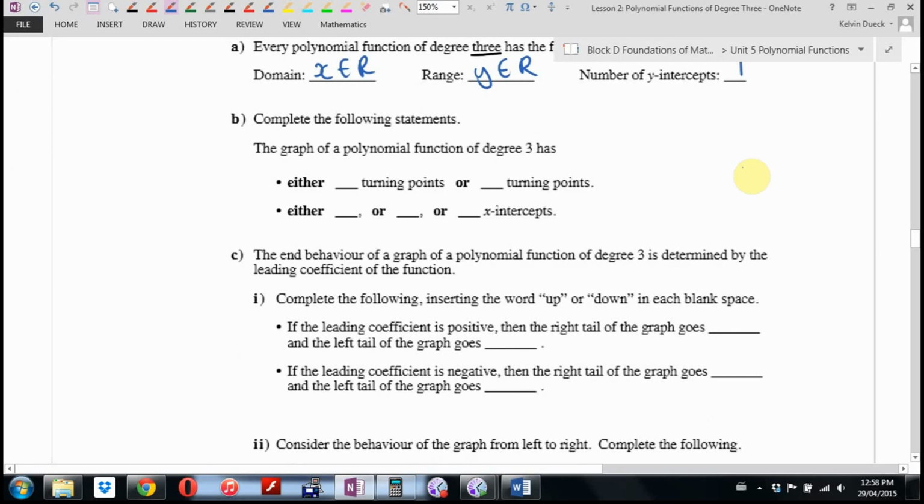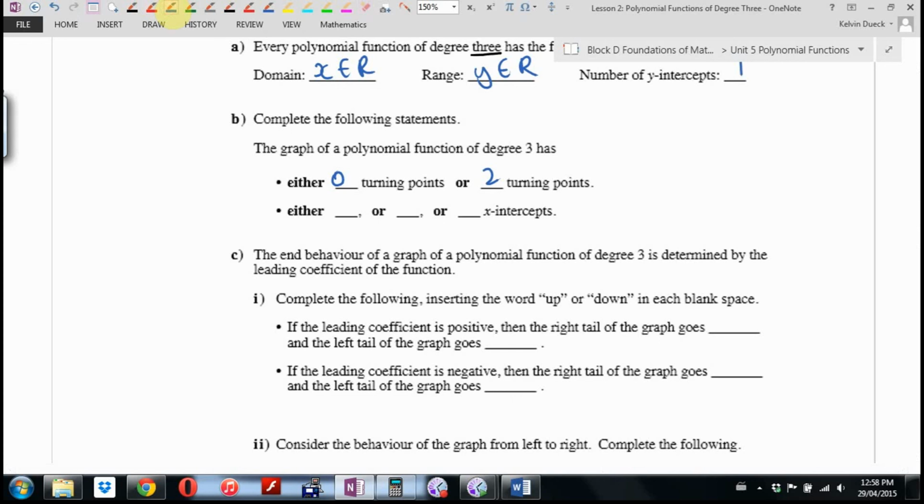What did you notice about the number of turning points? Every x cubed either has blank or blank turning points. You either got none or 2. And the reason is, if you just had 1, now you're a parabola because you can't turn back. If I want to get that shape, I've got to have 2.